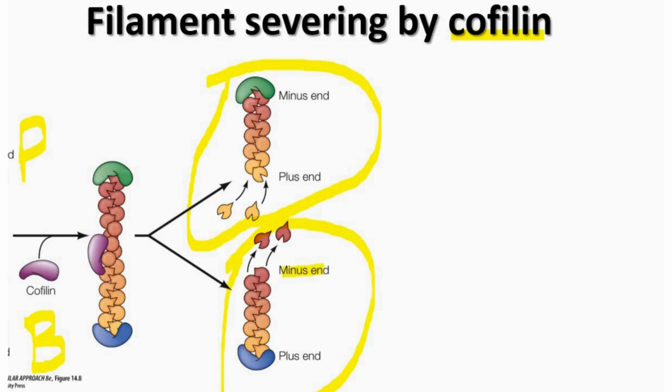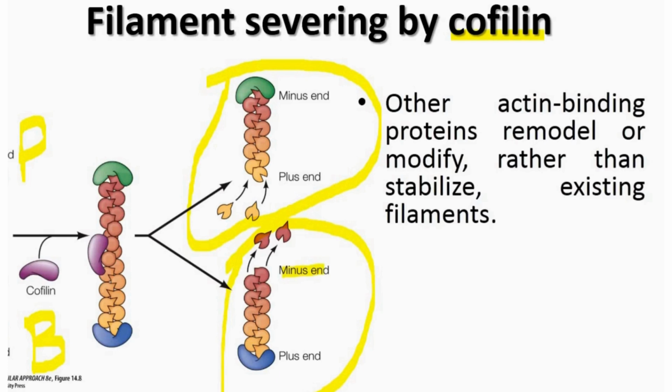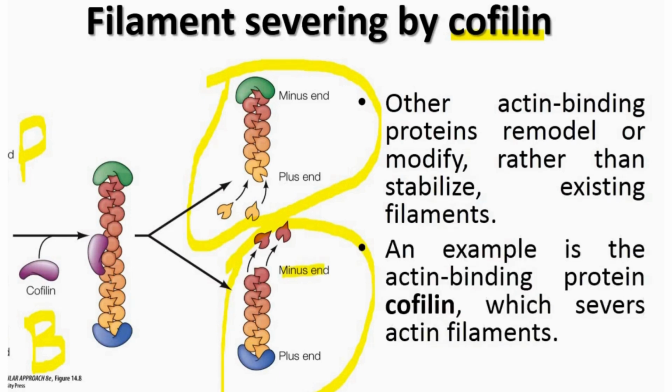In very simple words, other actin binding proteins remodel or stabilize the existing filaments. Best example is the actin binding protein cofilin, which severs the actin filament or which breaks the actin filament.